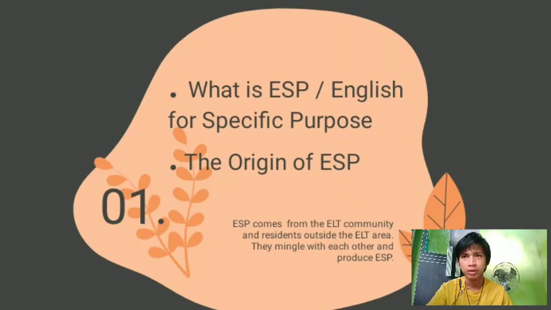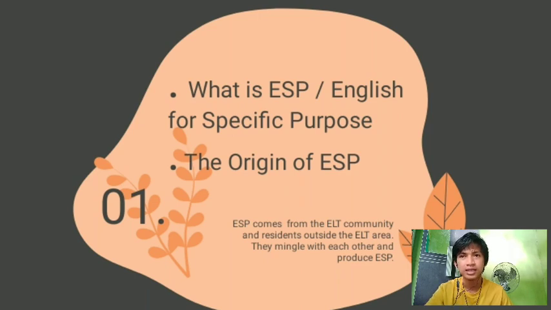Chapter 1 discusses introducing the origin of ESP. There are two things that will be discussed, that is, what is ESP and the origin of ESP. Well, what is ESP? ESP, or English for Specific Purposes, is the view that the English needed by a particular group of learners can be identified by analyzing the linguistic characteristics of their field of work or specialist study. Then, the origin of ESP.